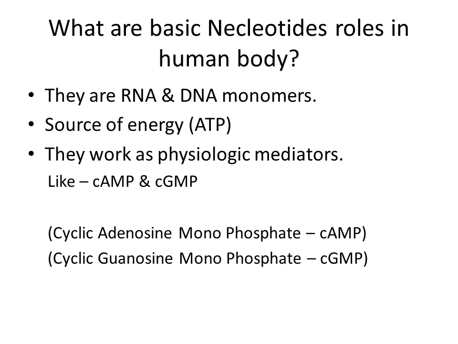So what are the basic nucleotide roles in the human body? They are RNA and DNA monomers. They are a source of energy like ATP. They work as physiological mediators like cyclic AMP and cyclic GMP. Cyclic AMP is a blood flow regulator and cyclic GMP is a secondary messenger in signaling pathways.